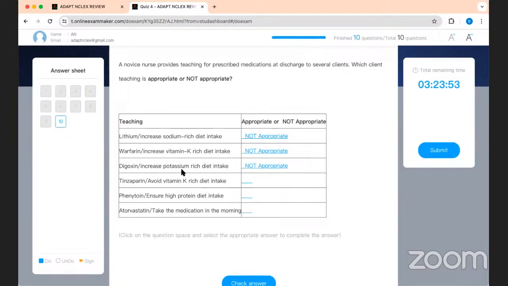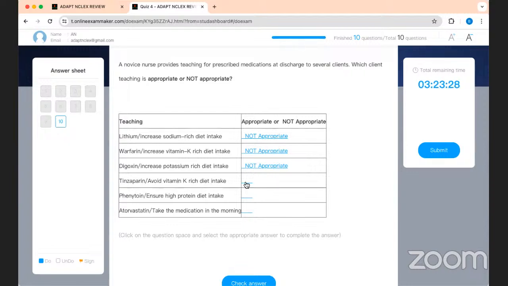These are traps. I put them in one question. Like I said, every Wednesday I'll be here at 5:30 to help out with test taking strategy. But these are questions I create on my own just to highlight some key points. I don't know if they come in your test, but if you see them, you run away from it. Tinzaparin. This is the same as enoxaparin, right? Avoid vitamin K rich diet.